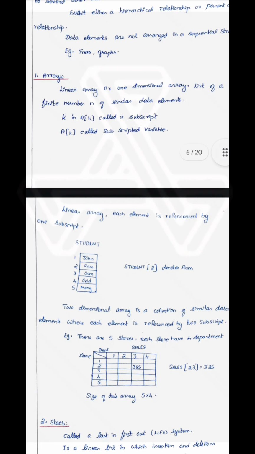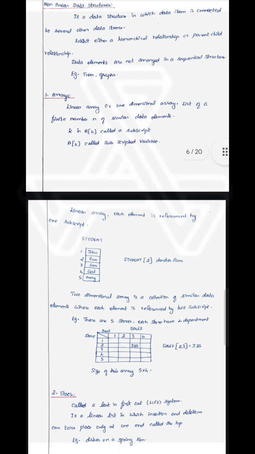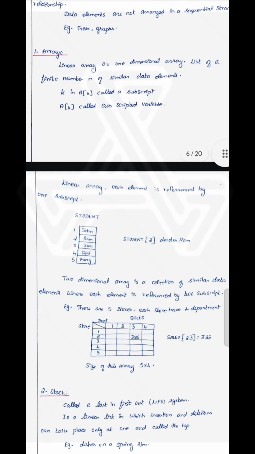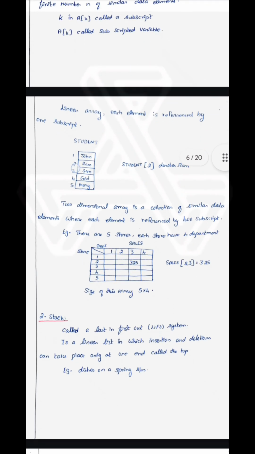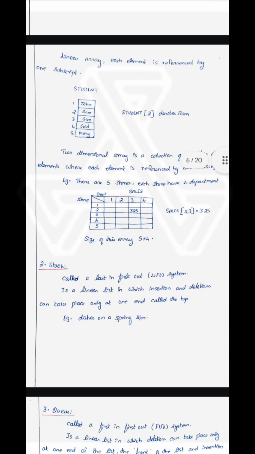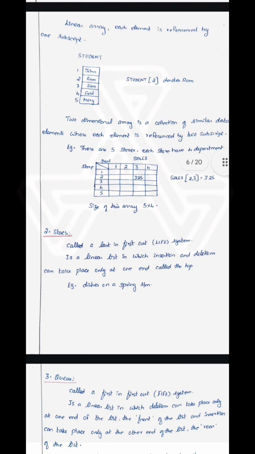Arrays: a linear array or one-dimensional array is a list of a finite number n of similar data elements. A[k] is called a subscripted variable, and k is called a subscript. In a linear array, each element is referenced by one subscript. For example, student 1 is John, 2 is Ram, 3 is Sam, 4 is Mary. Student[2] denotes Ram.